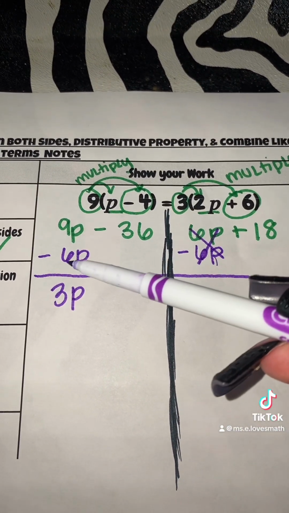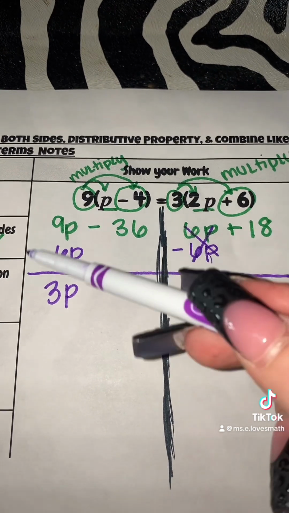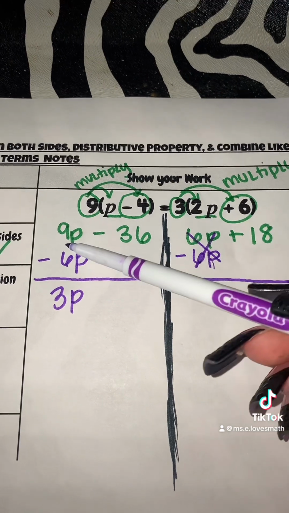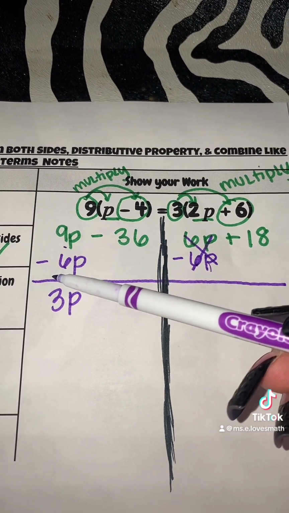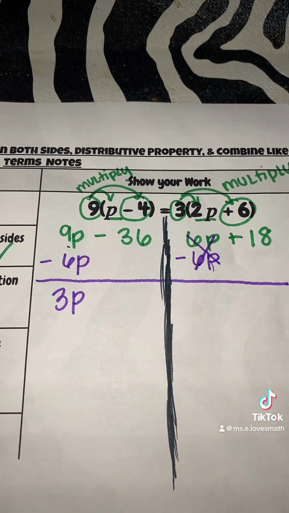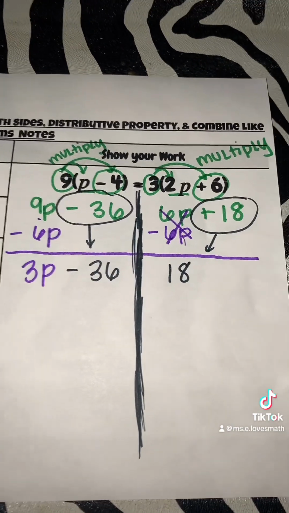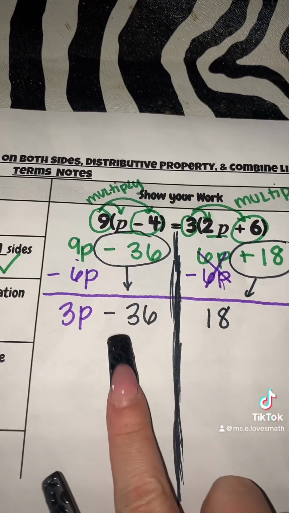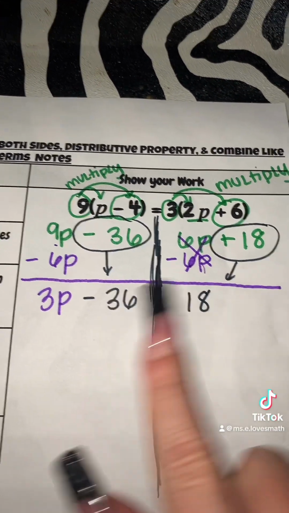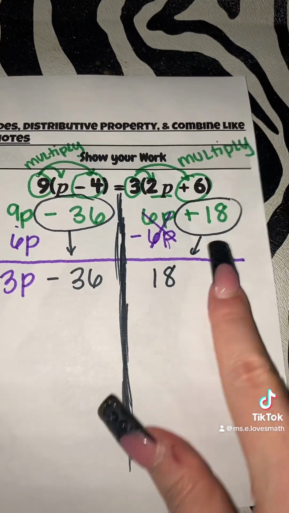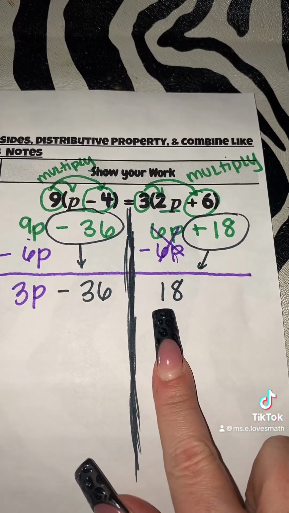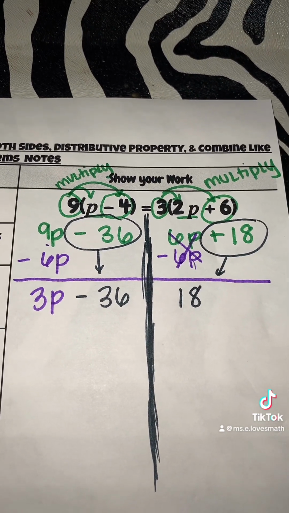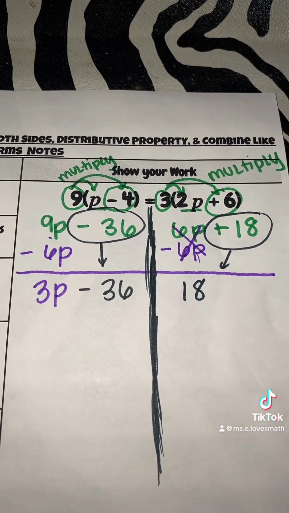9 minus 6, the minus 6 also shows the negative, so since we subtracted 6 on this side, we will subtract 6 on this side. 9 minus 6 is 3. Then we need to bring down the rest of the equation. We have a minus 36 or a negative 36, so we need to bring that down. Then we have a positive 18, so we just bring down our 18. Now we are left with 3p minus 36 equals 18.